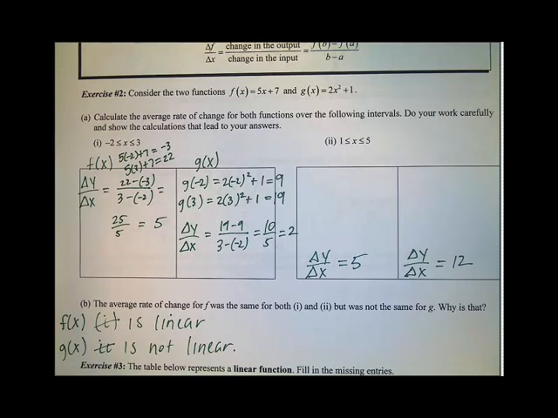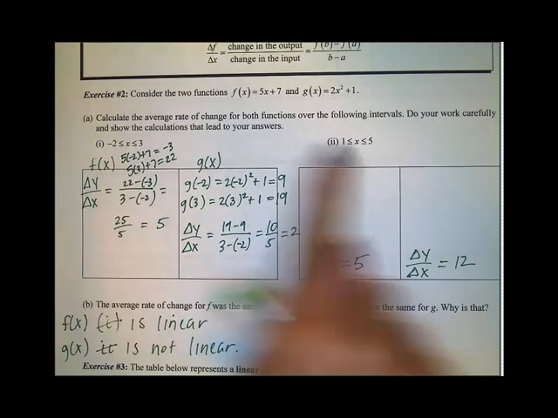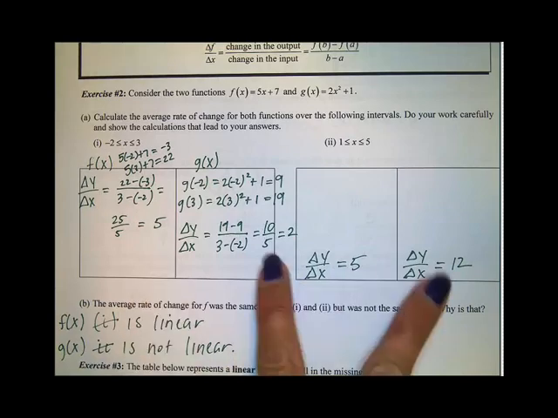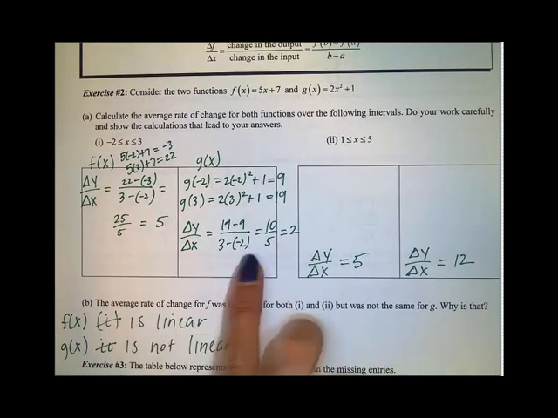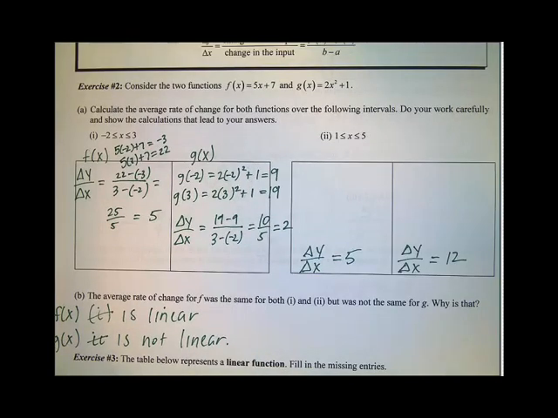So that's how you can prove whether or not a function is linear, by taking two separate domains and finding the slopes. If they are the same, they are linear. If they are different, we know they're not linear.